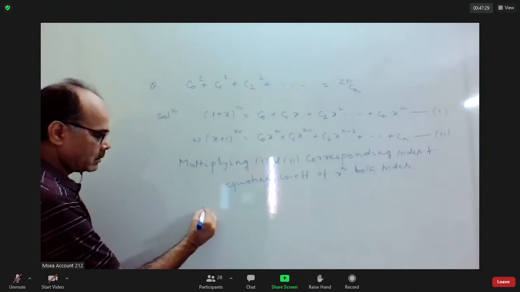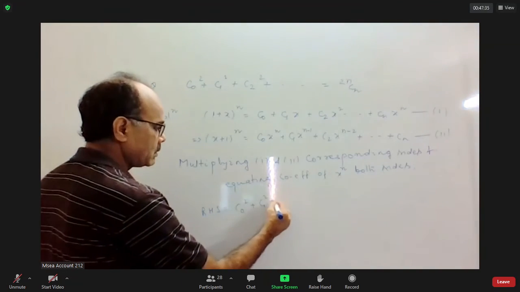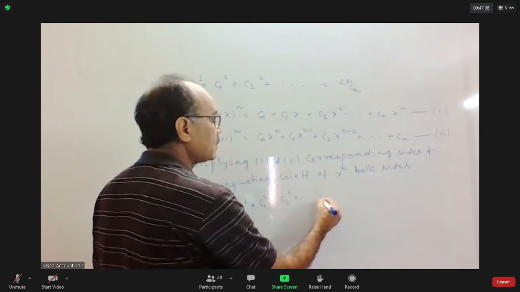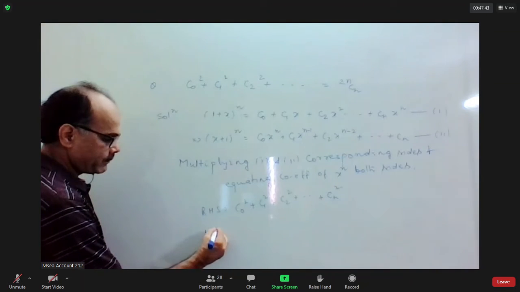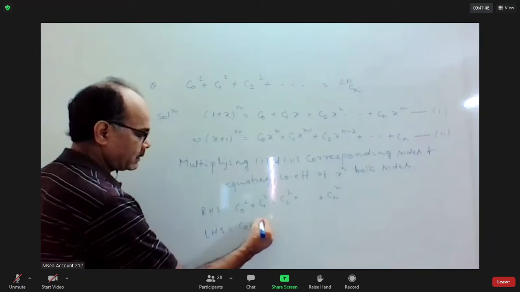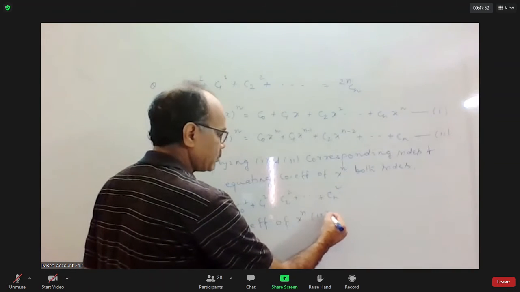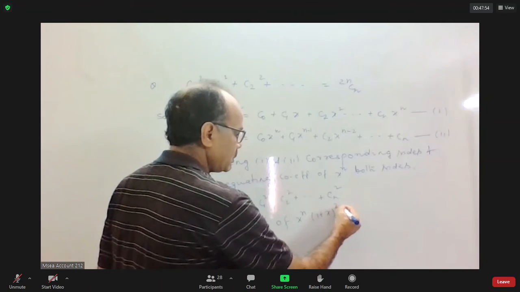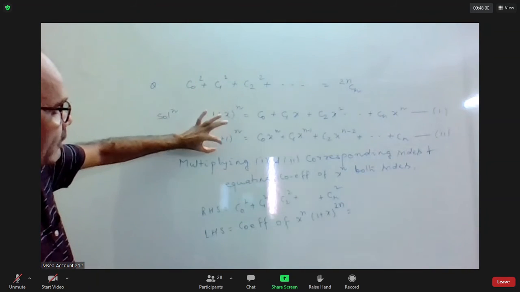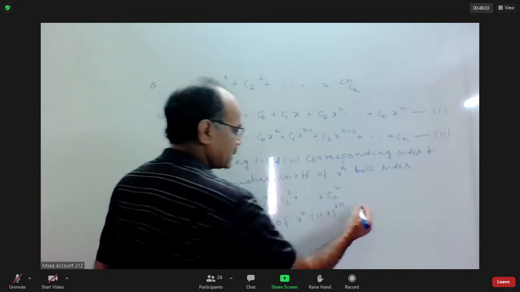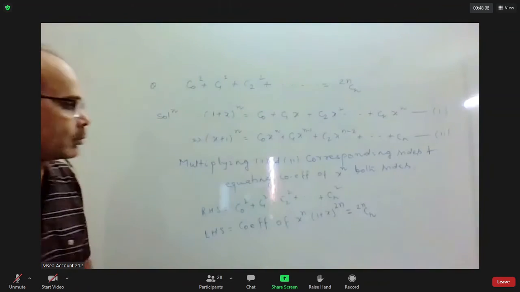RHS equals C0 square plus and so on. LHS, the coefficient of x to the power n in 1 plus x to the power 2n. This into this: 1 plus x, 1 plus x, gives 1 plus x to the power 2n. That is 2nCn.